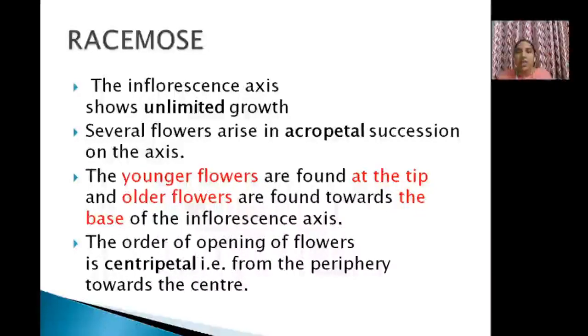Understood? Then the order of opening is also known as centripetal, from the periphery towards the center. When some flowers occur like a disc, the outer flowers will open first and the central flowers open last. That is known as centripetal opening of flowers. So acropetal succession, younger flowers at the top, older flowers at the base, and centripetal opening. That is known as what? Racemose inflorescence. A simple example is Crotalaria.